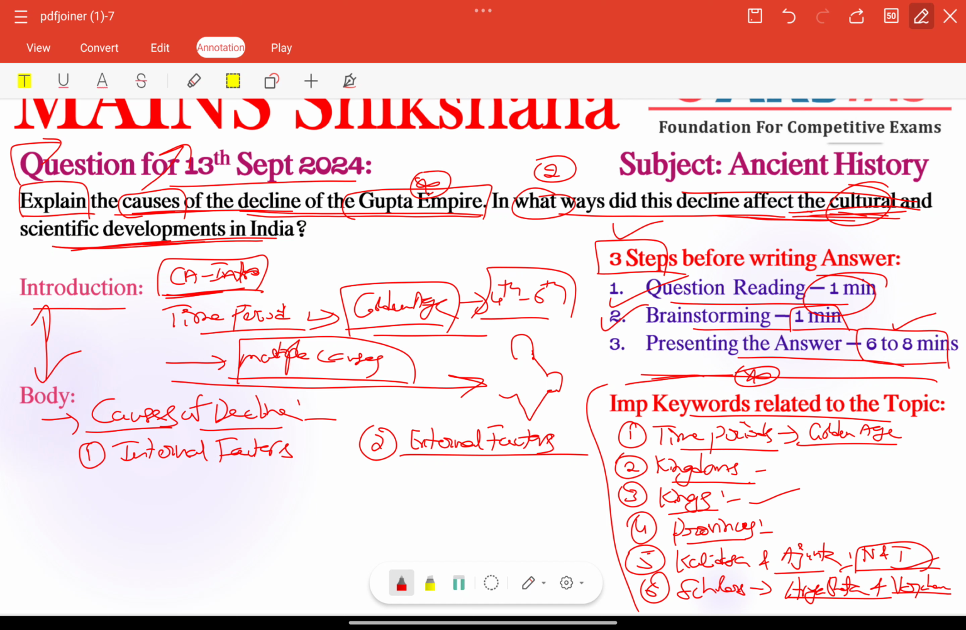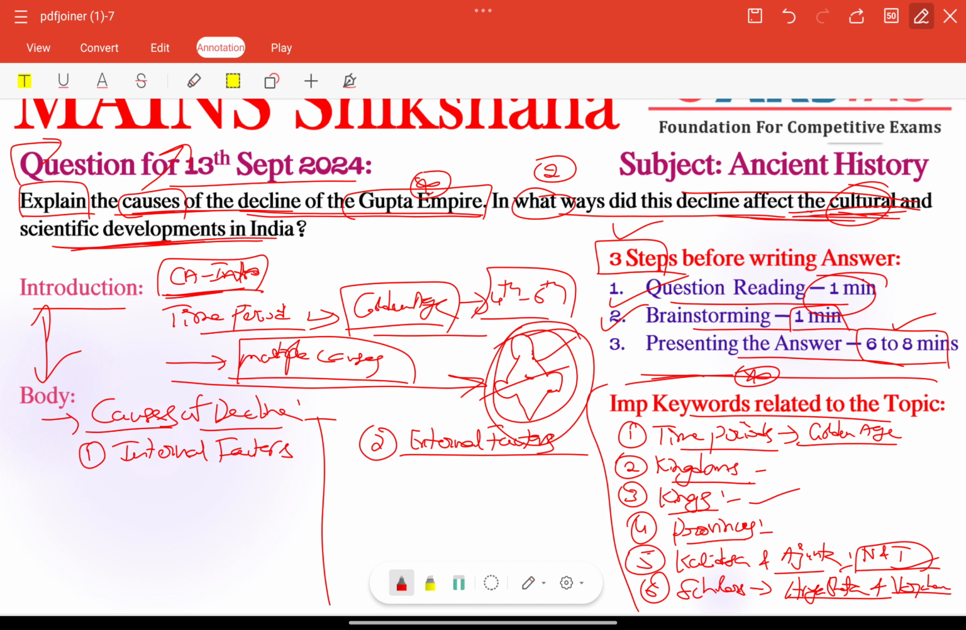Very important, because we are talking about some kingdom, right? So we can draw a simple map, locating the particular empire. That is what we need to create for value addition here.